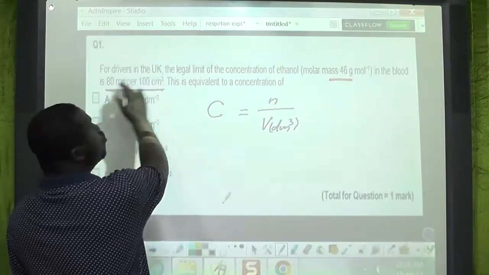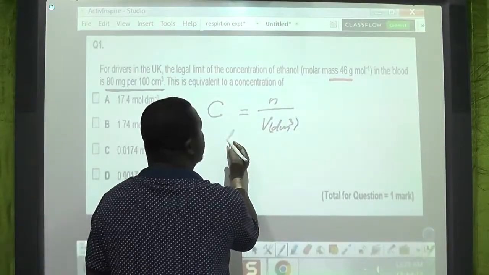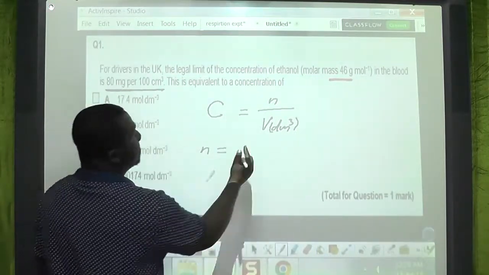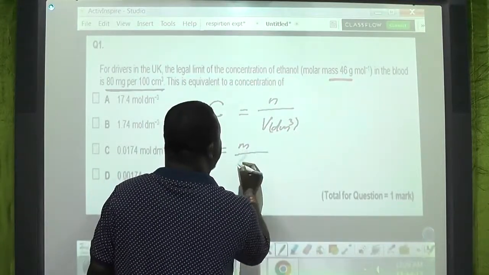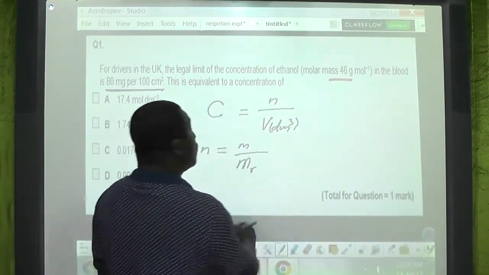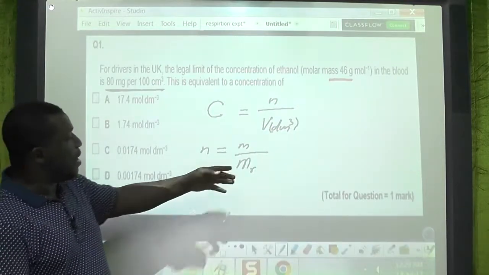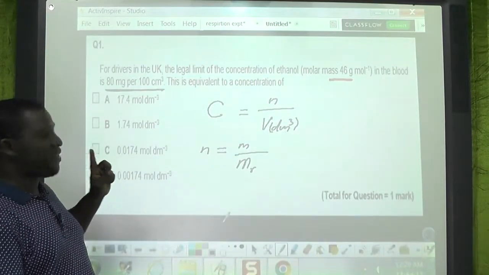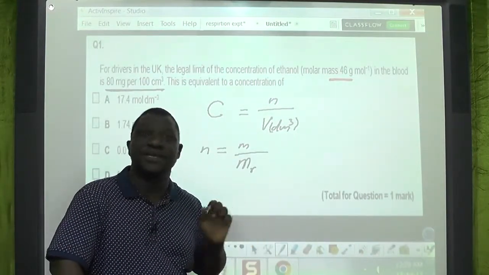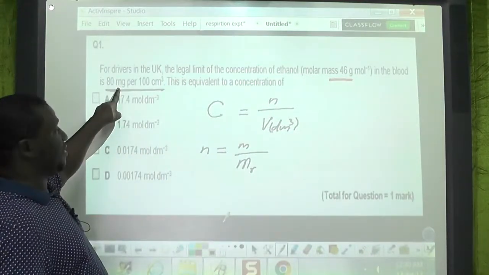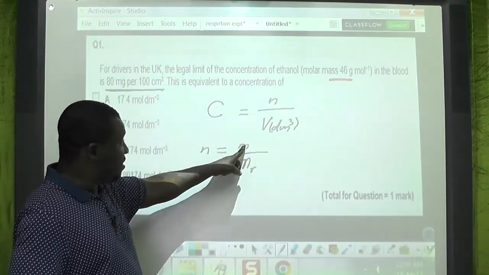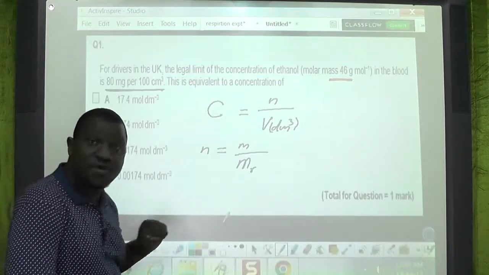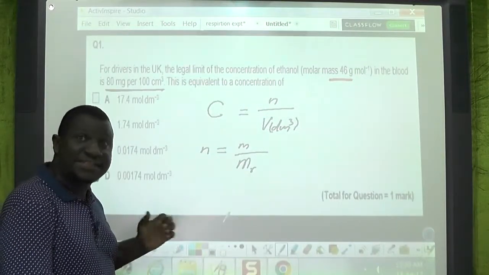However, you don't have the number of moles, so first you have to calculate the number of moles. This is where the trick comes. n equals mass of ethanol divided by, because it's a compound, the relative molecular mass, Mr. But now, all your masses must be in grams. This mass is in milligram. If you put 80 here and divide by 46, the molar mass, you get an answer, and that answer will be wrong. You're going to pick that as your option, and that's dangerous for you.